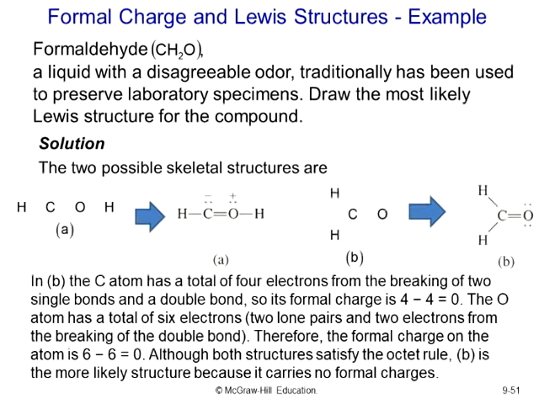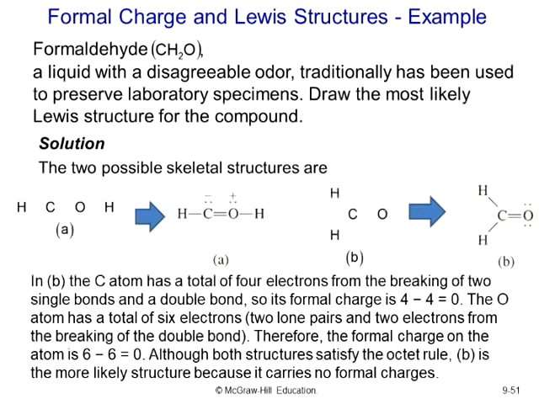In B, the C atom has a total of 4 electrons from the breaking of 2 single bonds and a double bond. So simply just plug it into the formula. Do not make it more complicated than that. Don't overread this. So the formal charge is 4 minus 4 equals 0. It is that straightforward. This, quite frankly, is where the quick count method comes from.